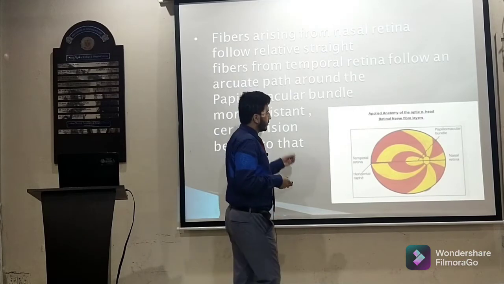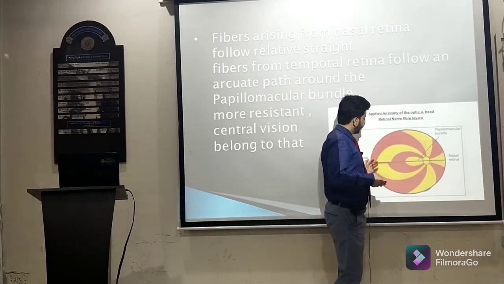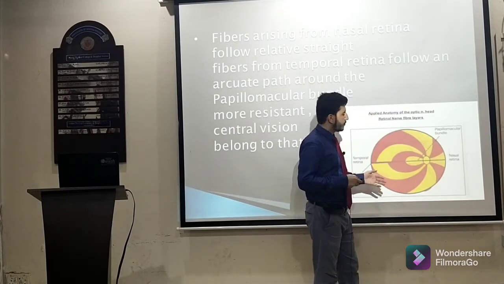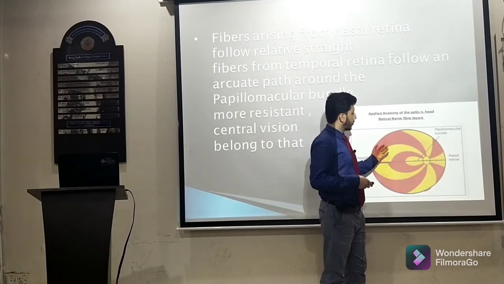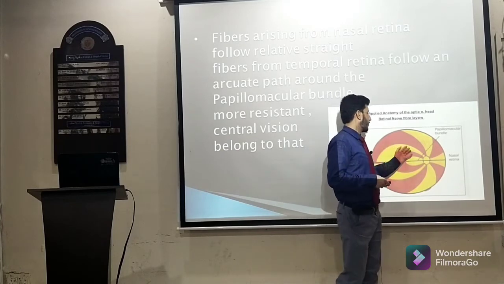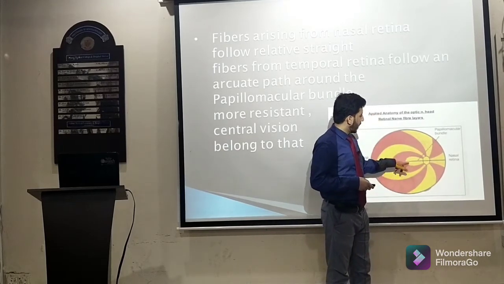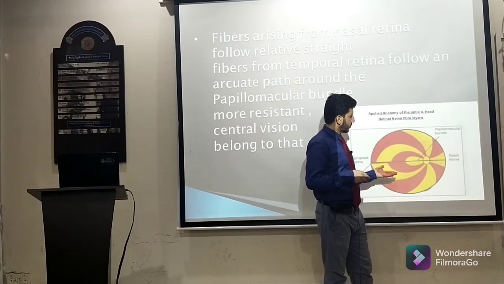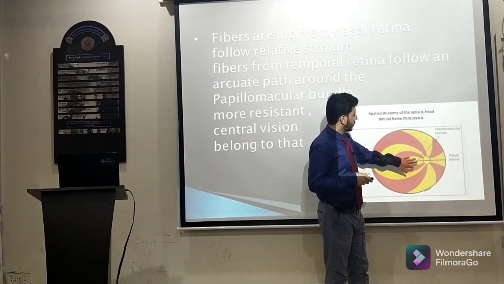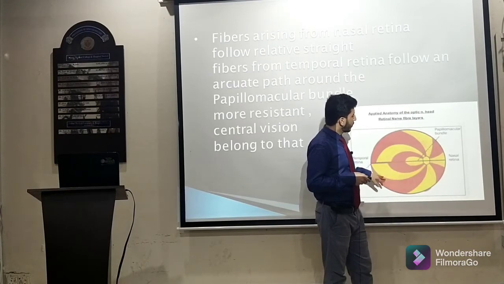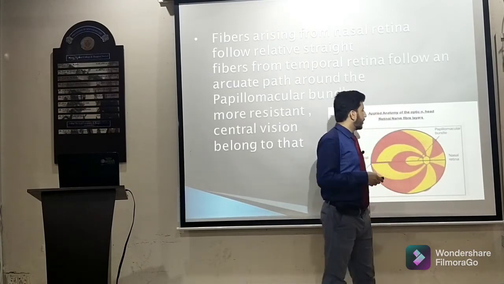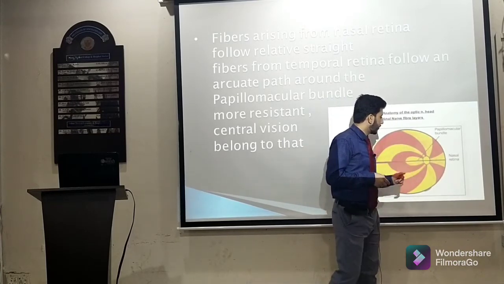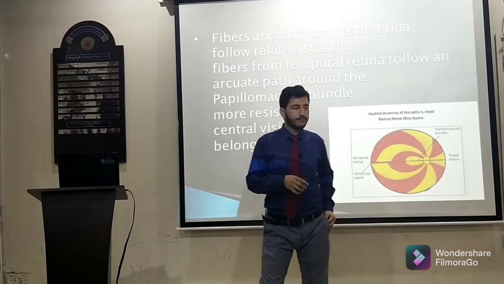If there is severe glaucoma, the peripheral visual field will be lost, the peripheral retinal nerve fiber layer will be lost, but the patient will have the papillomacular bundle, which is more resistant to glaucomatous damage, and the central vision belongs to this. And if there is very severe glaucoma, the patient will also lose this papillomacular bundle and will be blind completely.